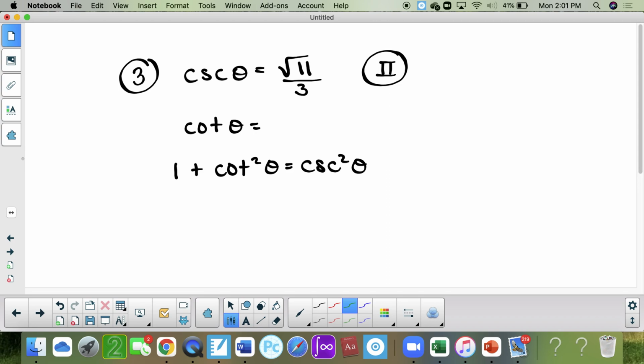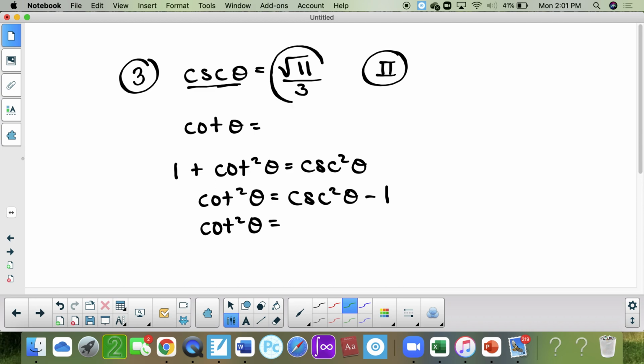And where did I find that? Down at the bottom left-hand corner of your formula sheet are the Pythagorean Identities. I'm going to leave cotangent squared theta over here, and I'm going to bring the 1 over to join the cosecant side by subtracting. So cotangent squared theta, and we already know that cosecant of theta is the square root of 11 over 3, so you're going to take the square root of 11 over 3 and square it, minus 1.